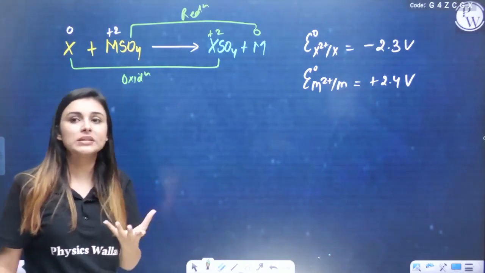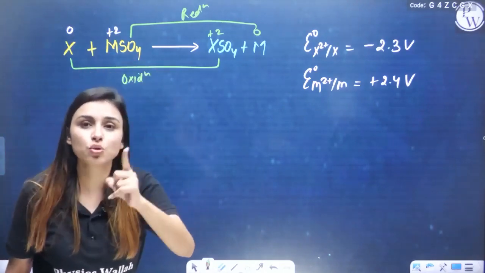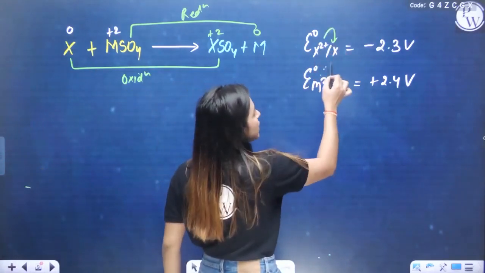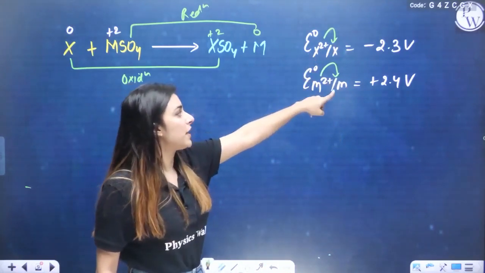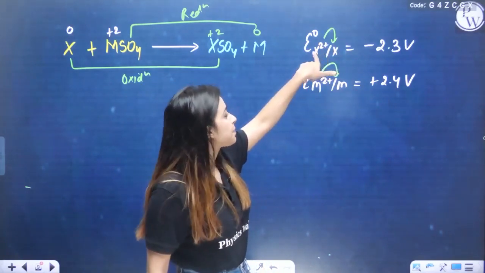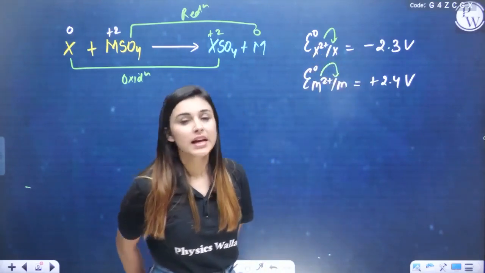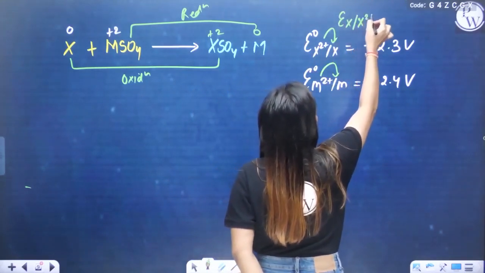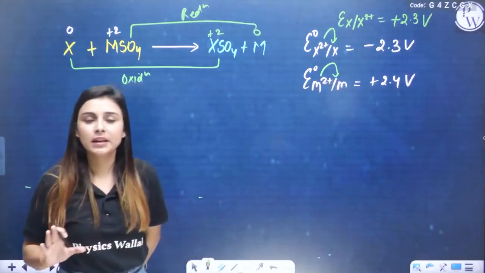So what we need to see is, for this particular reaction to take place, the reduction potential of the metal M should be more. If I see here, I have both of them. This is also a reduction potential and this is also a reduction potential. The reduction potential of M2+ to M is plus 2.4 volt and the reduction potential for X2+ to X is minus 2.3 volt. Can I say that the oxidation potential of X to X2+ will be equal to plus 2.3 volt? Yes, we know that it is the opposite of it.